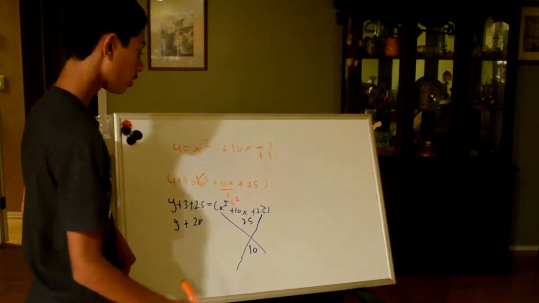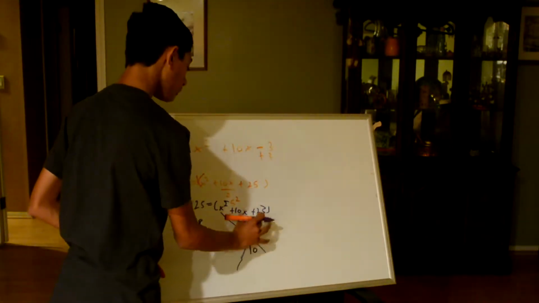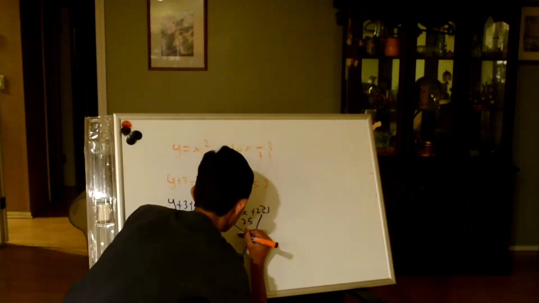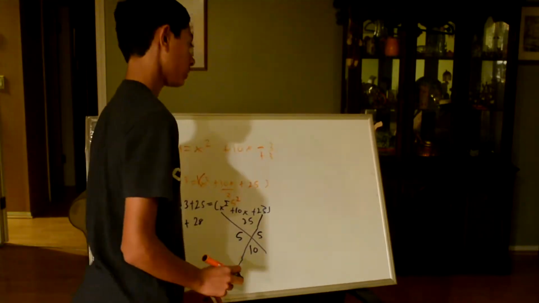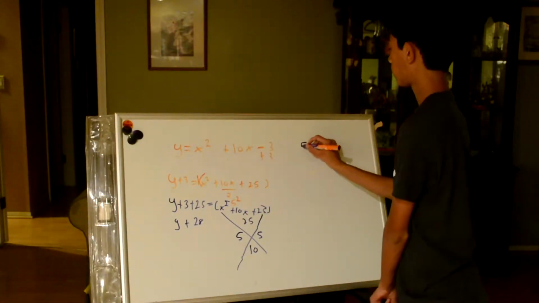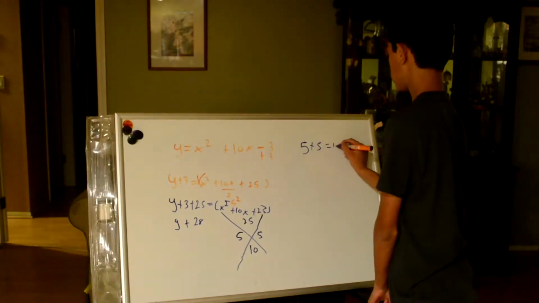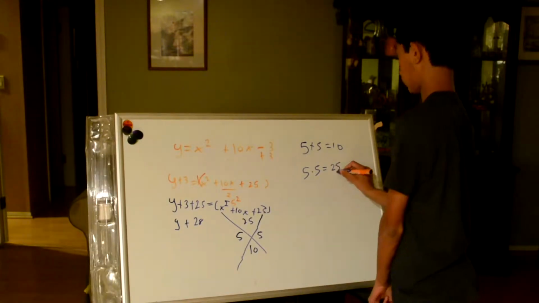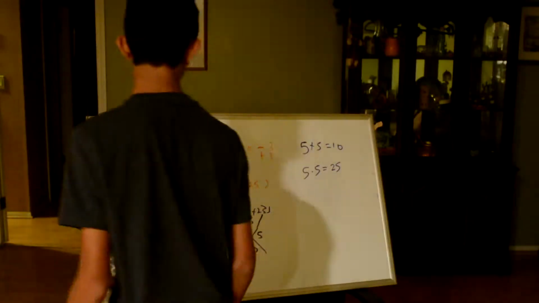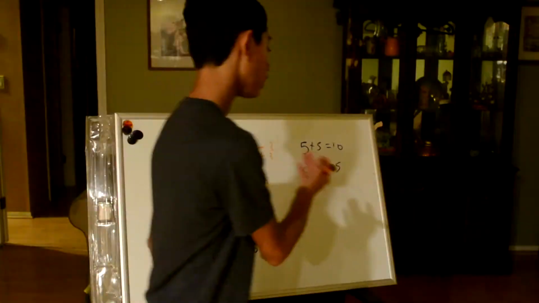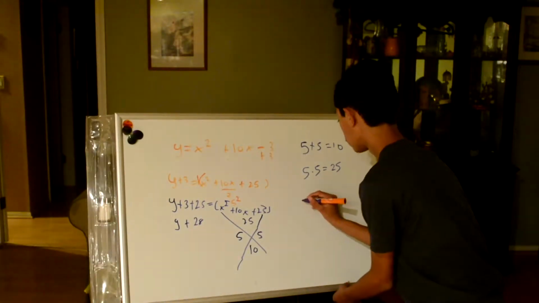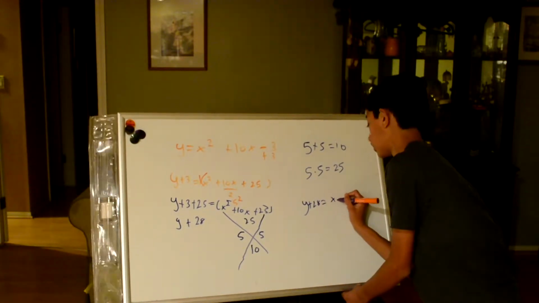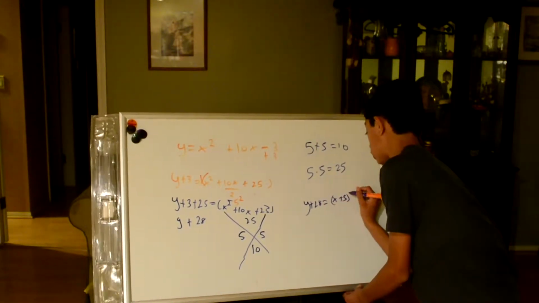And how do you figure this out? The two numbers have to multiply to the top and add to the bottom. For example, this will be 5 and 5, because 5 plus 5 equals 10, and 5 times 5 equals 25. I know, right? Magic. I can't believe it either. So now, let's go back here. It will be y plus 28 equals (x plus 5) squared.